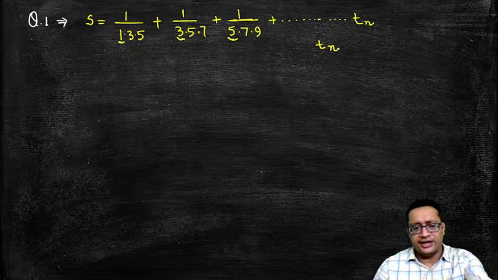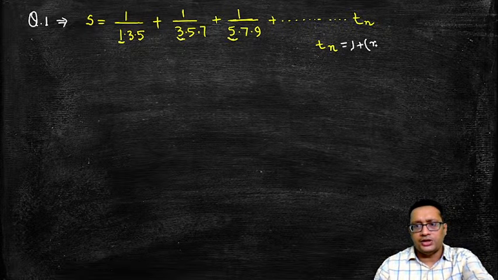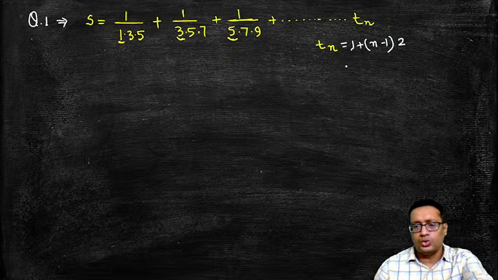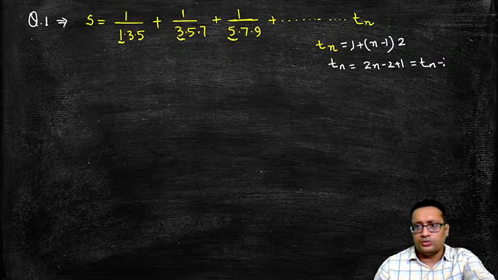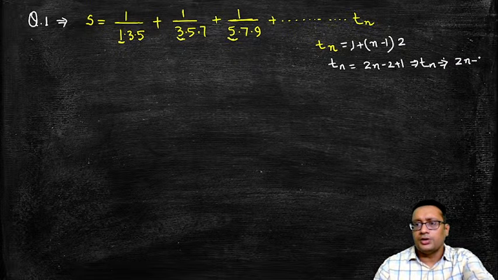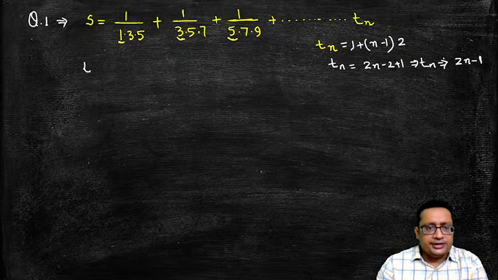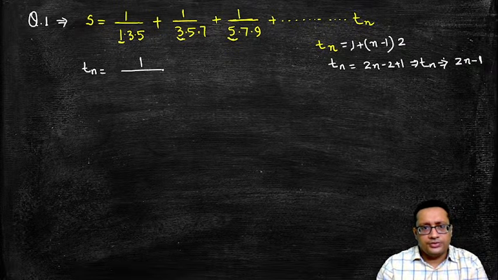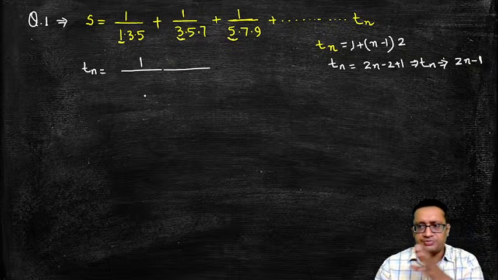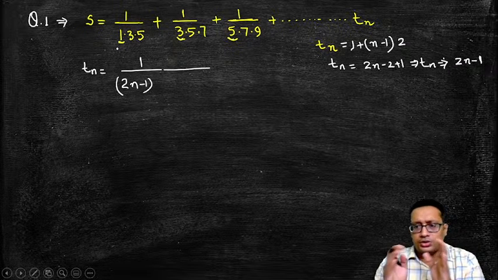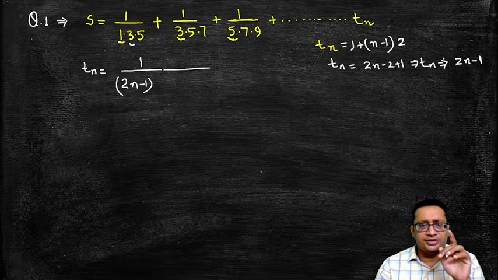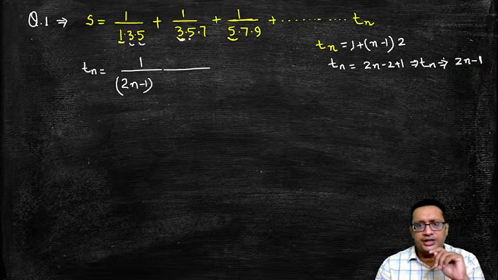So I can write Tn as 1 plus n minus 1 times the common difference, which is 2. So Tn is equal to 2n minus 2 plus 1, that is Tn is equal to 2n minus 1. So I am writing the nth term first. The first factor of the three terms which are multiplied consecutively is 2n minus 1. Now look at the second factor. It is 1, it increases by 2, again increases by 2. Here 3 increases by 2, increases by 2.